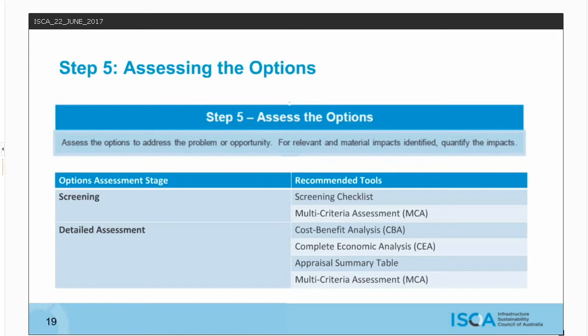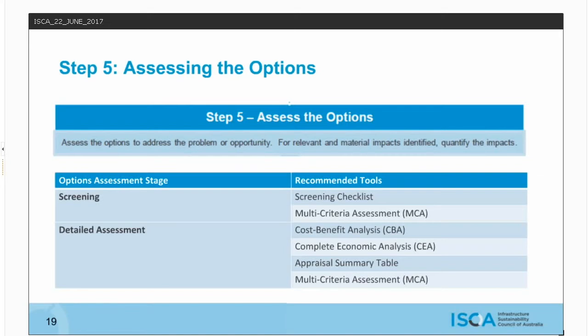It can also be used for more complex problems and opportunities to support CBA by bringing the non-monetised quantitative and qualitative aspects into the assessment and scoring key impacts. If you want further details on these tools, there is more information on them and their application in the how-to guide. Let's go back to the role play.